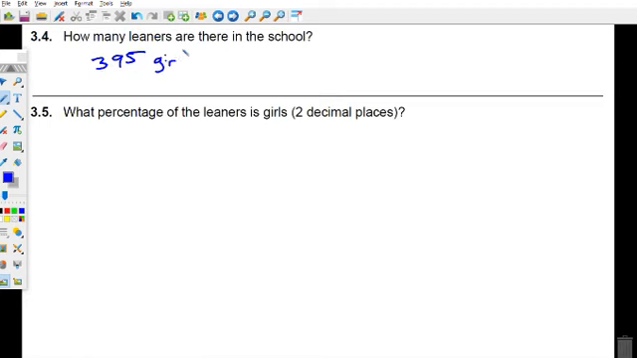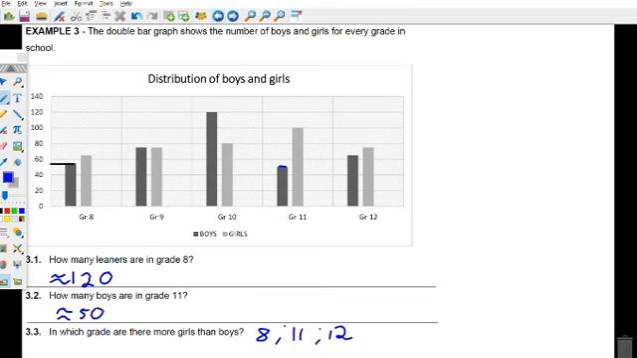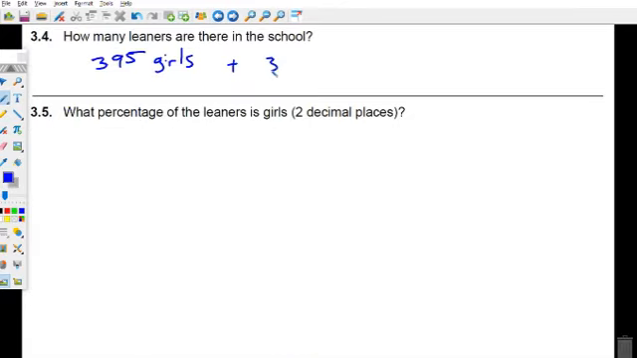So how many learners? We need to add up all the boys now as well. So we're going to say 55 plus 75 plus 120 plus, minus 50 there, plus 65 in matric. So there's the 365 boys, and that's going to give you 305. So again, that gives you 760 learners in the school.